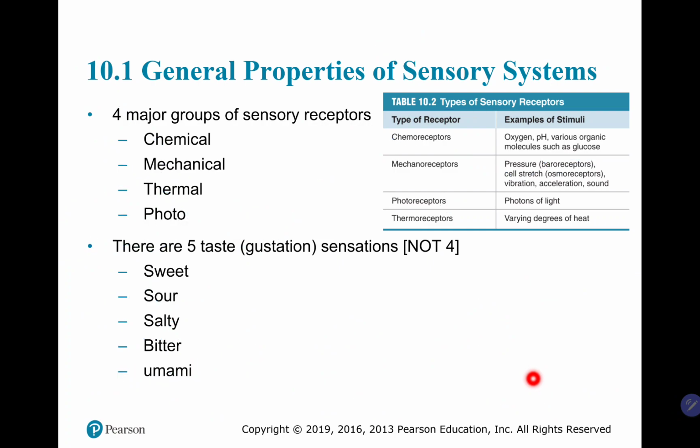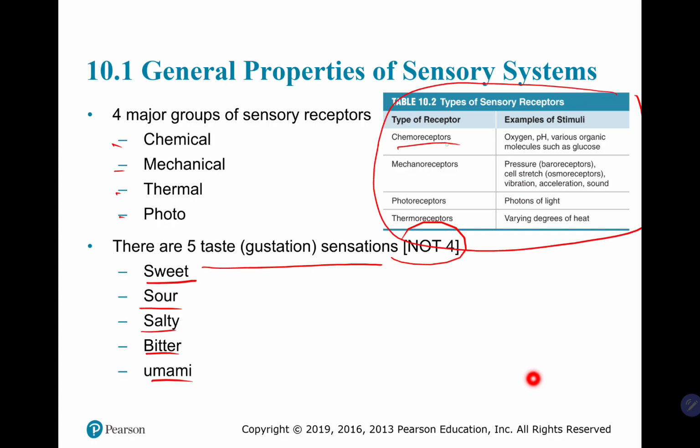There are going to be general properties of the sensory system. There are 4 major groups of sensory receptors: chemical, mechanical, thermal, and photo. There are 5 taste or gustation sensations, not 4: sweet, sour, salty, bitter, and umami. Also, remember the types of sensory receptors: chemoreceptors, mechanoreceptors, photoreceptors, and thermoreceptors.